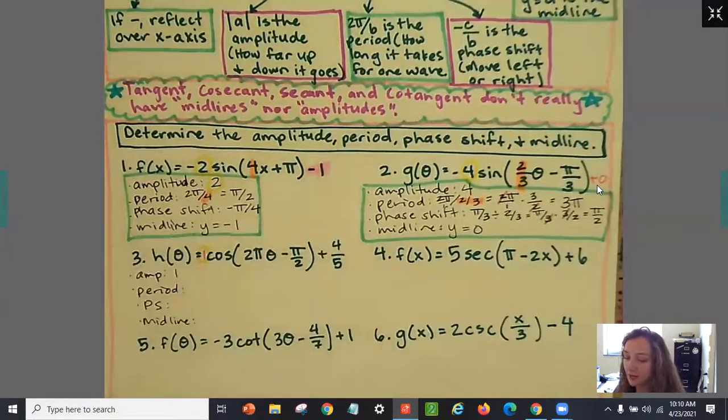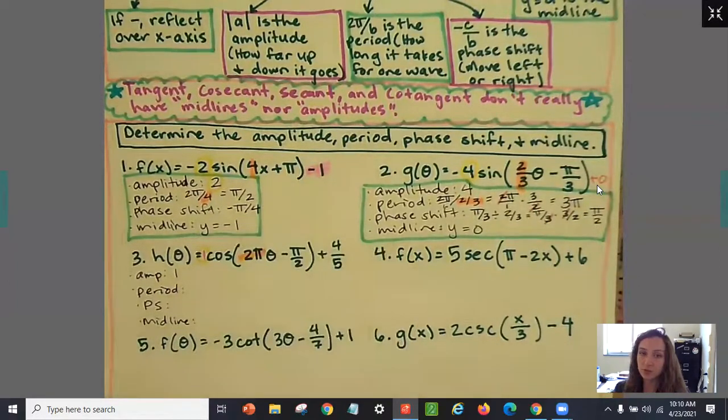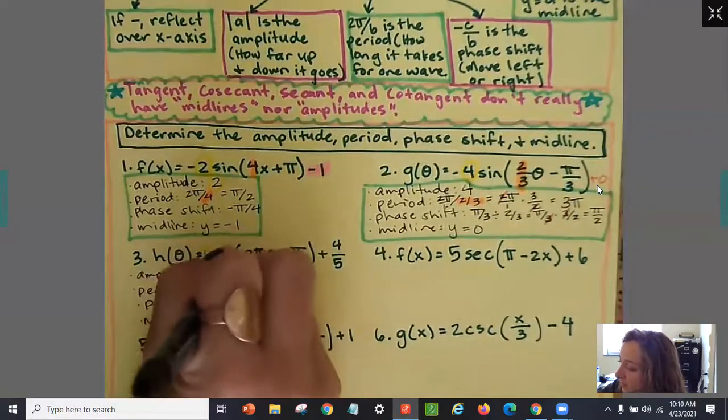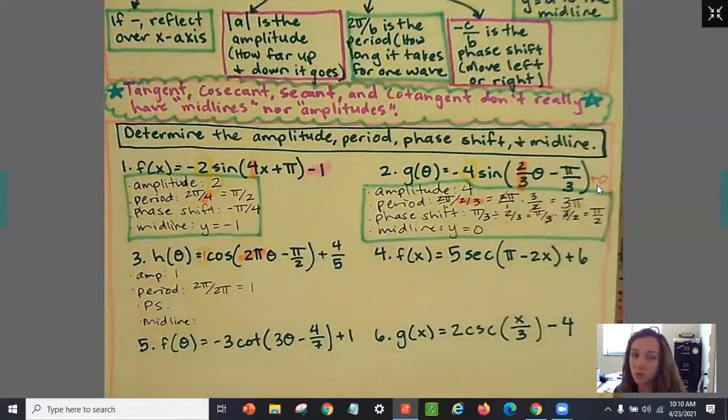Period is going to be 2 pi divided by the number in front of x, or theta. So the number in front of x, or theta, here is 2 pi. So we're going to do 2 pi divided by 2 pi. And anything divided by itself is 1. So our period here is going to be 1.